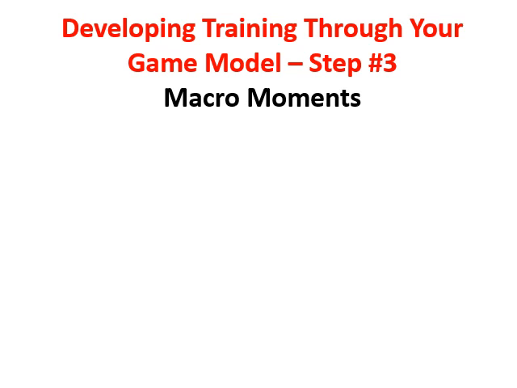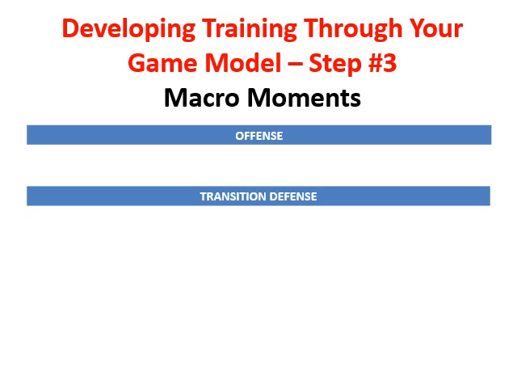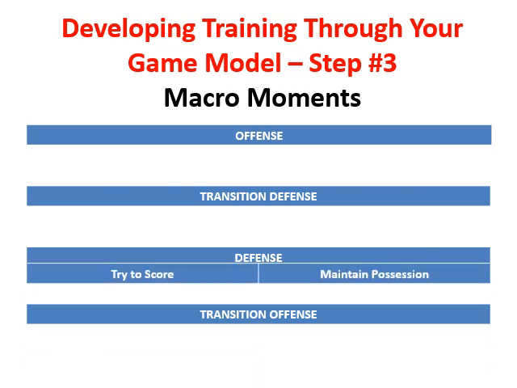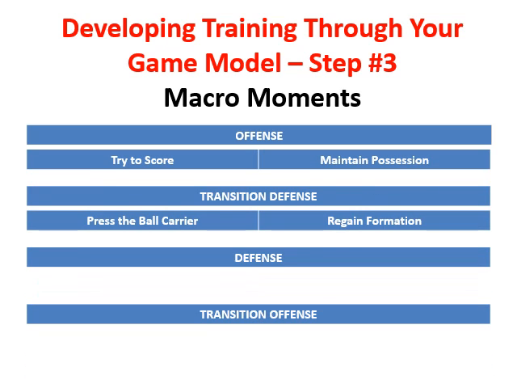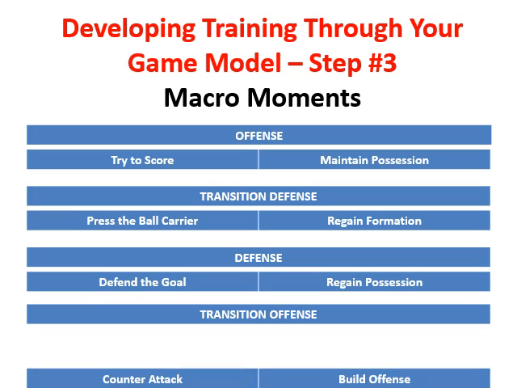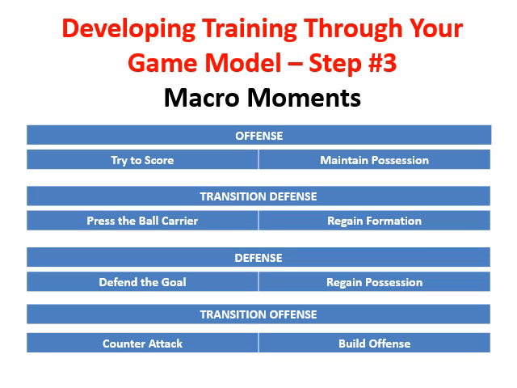Step number 3. So we've got macro moments, of which we have the 4 game moments, and each of those has 2 macro moments. So there's offense there, transition defense there. These are just 2 that I've plugged in for example's sake. You could have different ones. Defense there, transition offense there. Okay, so that's 2. You could have more, but I think 2 is probably the right amount. And you might just have some other stuff off to the side, stoppage work, things like that, which is a bit separate from this.